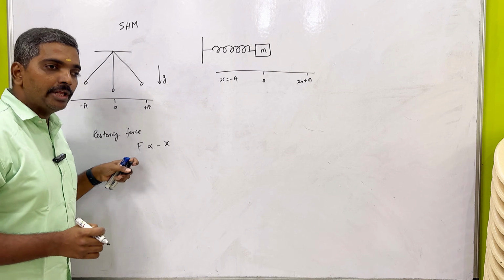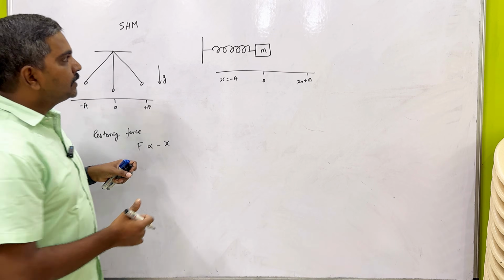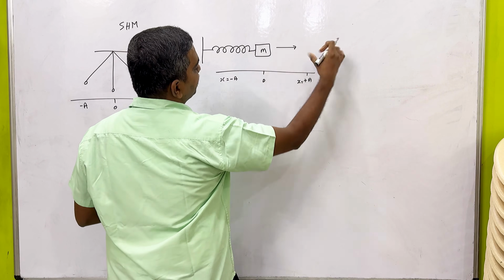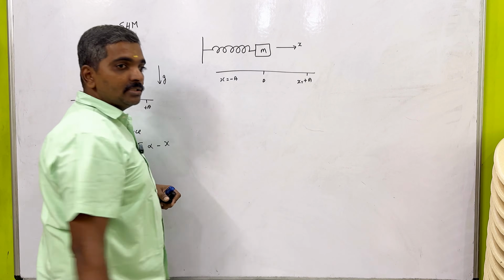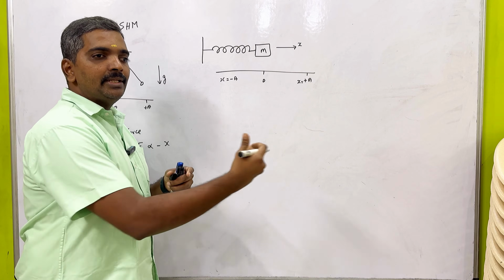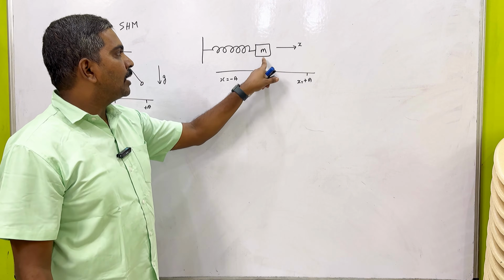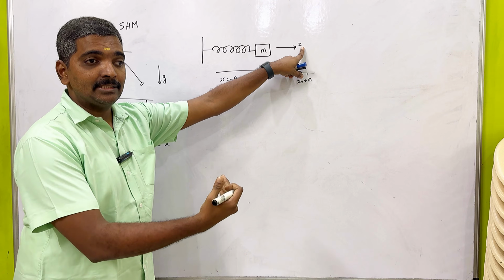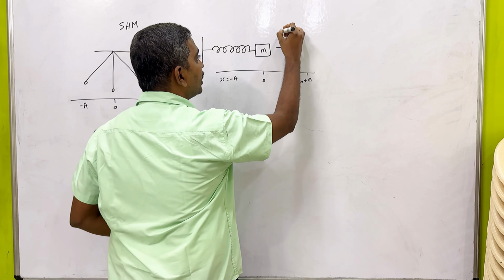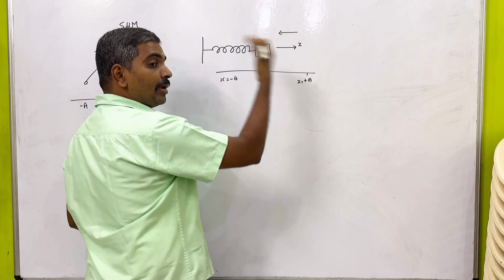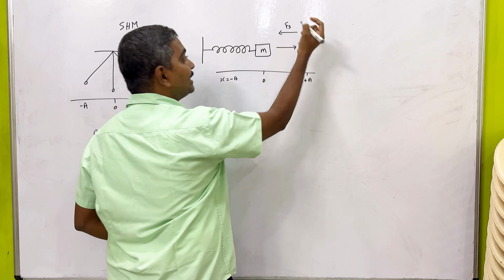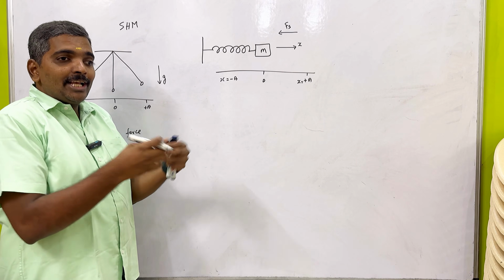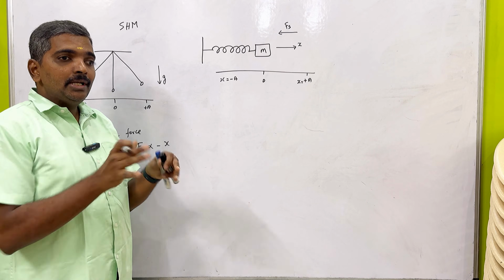explain this restoring force and the simple harmonic motion. I'm going to pull my spring along the positive x-axis with some displacement, say 3 centimeter or 4 centimeter, whatever the number. So I pull my mass m to a displacement of x. What's happening? The restoring force, the force from the spring, acts in exactly the opposite direction. Agree? If I compress my spring, it tends to expand. If I expand my spring, it tends to compress.